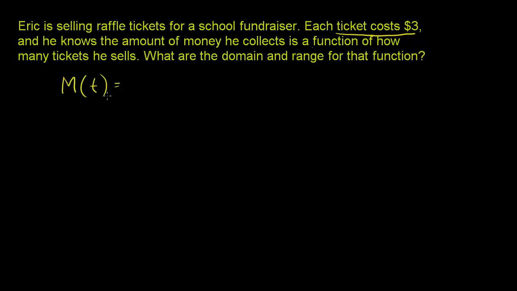And it's a pretty straightforward function. Every ticket costs $3. He gets $3 for every ticket. So it's going to be 3 times t dollars, or 3t dollars. That's how much money he collects.